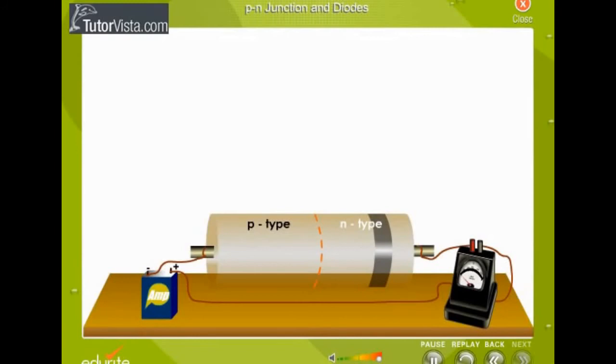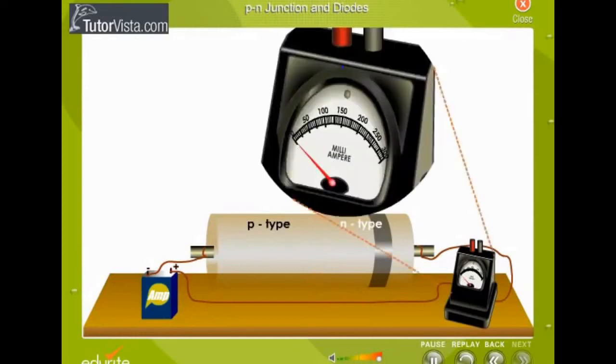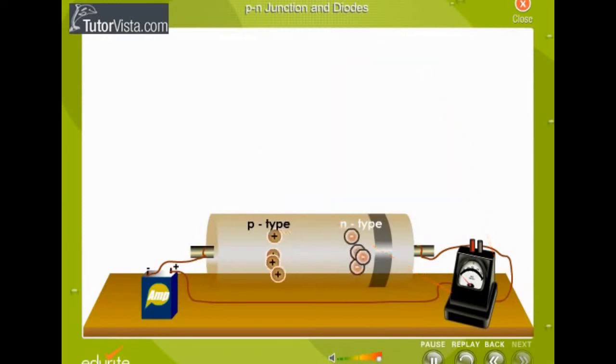Now, let us see what happens when the negative terminal of the battery is connected to p-type region and positive terminal to the n-type region. Observe whether there is any deflection in the ammeter. As no current flows through the circuit, the ammeter reading is 0. This is because the negative electrons in the n-type region get attracted to the positive terminal of the battery, and the positive holes in the p-type silicon get attracted to the negative terminal of the battery. That is, the reverse bias removes the majority carriers, thus increasing the potential barrier.